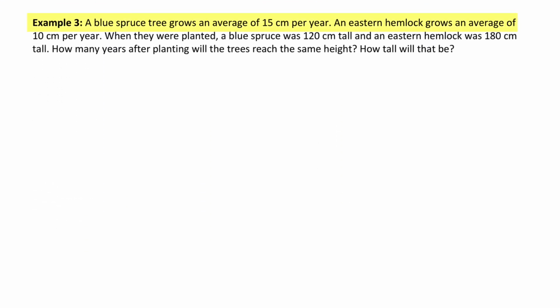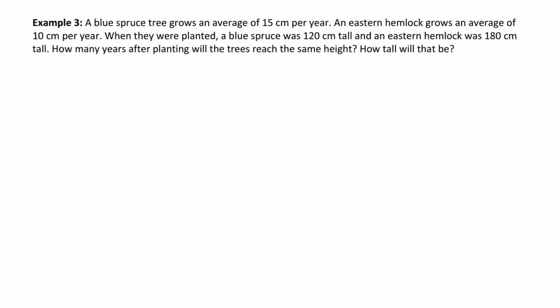Example 3 says a blue spruce tree grows an average of 15 centimeters per year, and an eastern hemlock grows an average of 10 centimeters per year. When they are planted, the blue spruce is 120 centimeters tall, and the eastern hemlock is taller. It's 180 centimeters tall. After how many years after planting will the trees reach the same height, and how tall will that be?